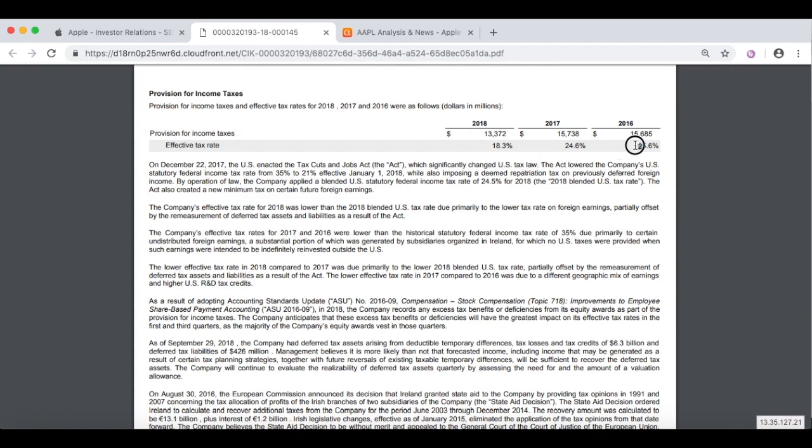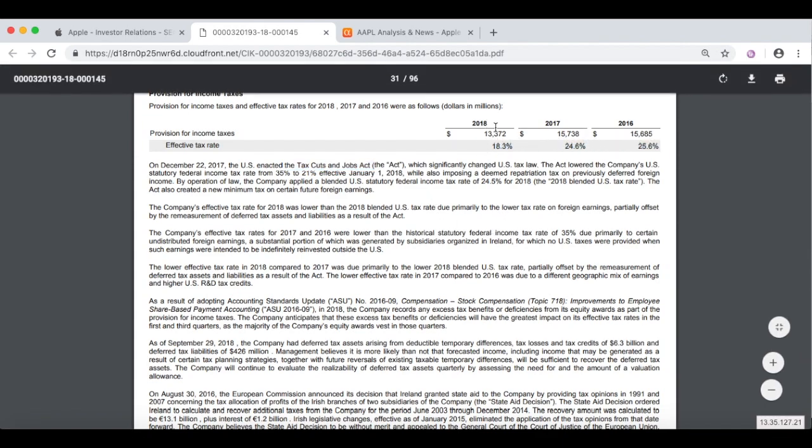Money cares if you're getting charged a 25% tax rate in 2016 and 2017, and all of a sudden it goes down to 18%. Here it is, December 27th. Tax Cuts and Jobs Act. This is Donald Trump's tax cut right here. Shown to you right here. Literally $2 billion less in taxes.